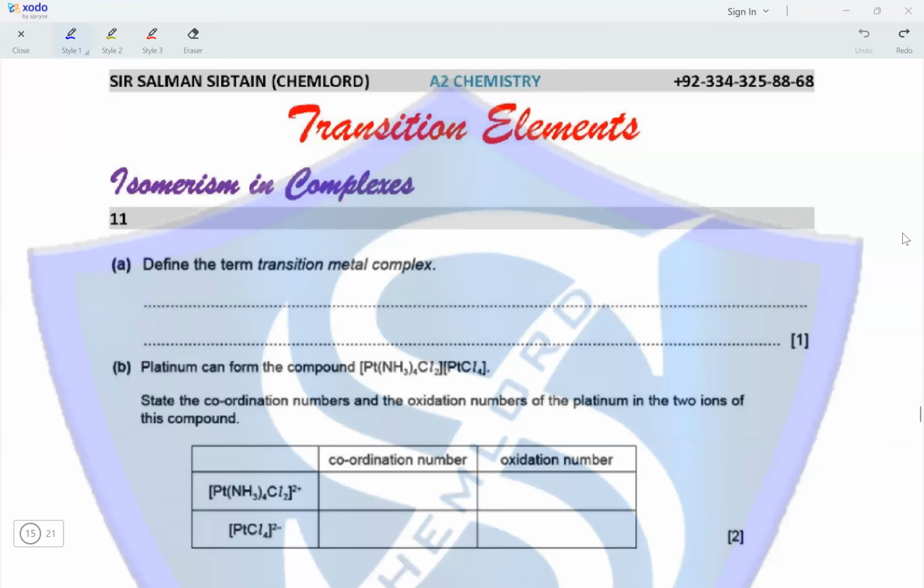Hi guys, this is A2 Chemistry, Transition Elements, and we're looking at isomerism in complexes. Question 11. Define the term transition metal complex.